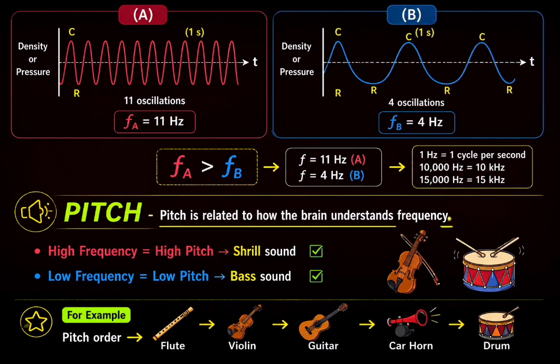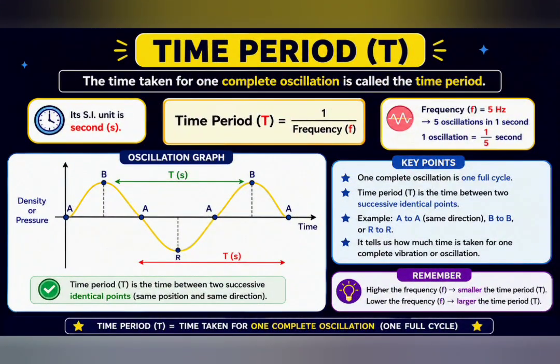Now, let's understand time period. Frequency tells us how many vibrations happen in 1 second. Time period tells us how much time is needed to complete one vibration. It is represented by capital T. The relation between frequency and time period is T equals 1 by f. This means if frequency increases, time period decreases.